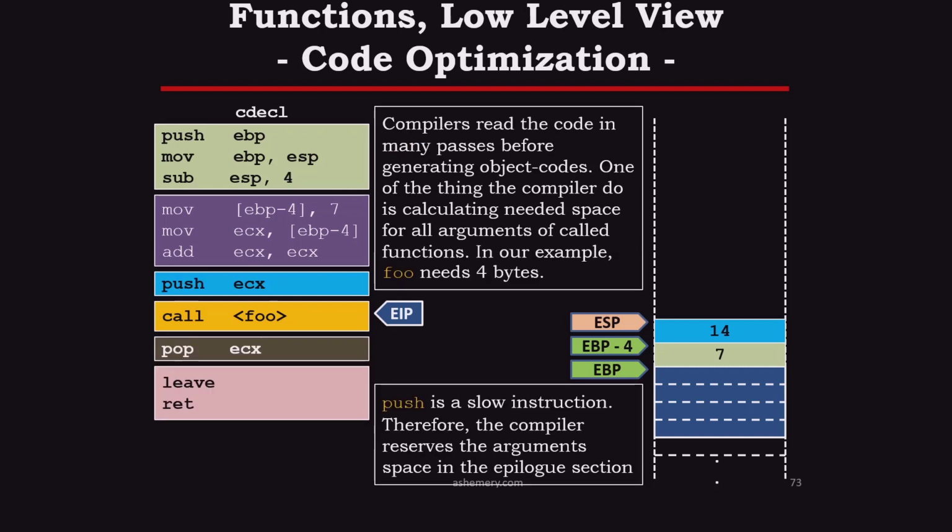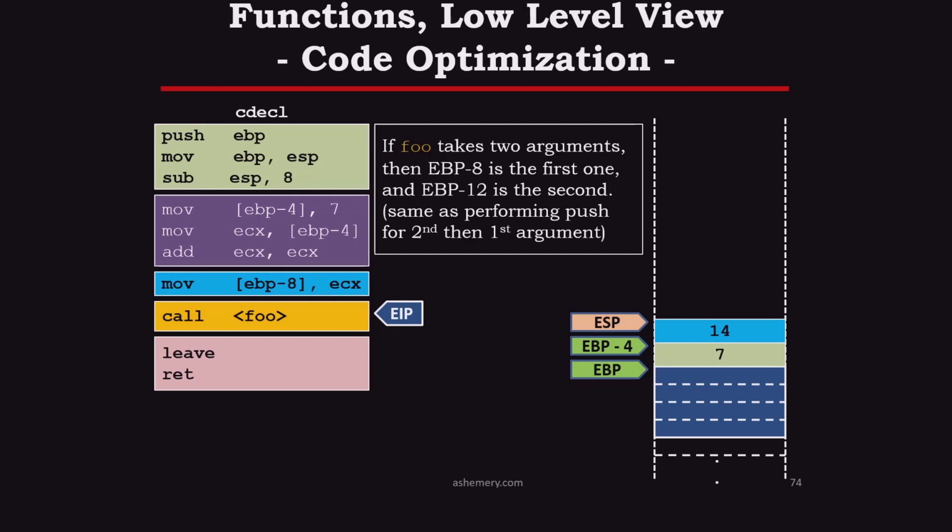So here, as you can see, what happened. Now we can see that if foo takes 2 arguments, then EBP minus 8 is the first one, and EBP minus 12 is the second one, right? Same as performing push for the second, then the first argument. So if foo really took 2 arguments, then we will have sub ESP 8 because we need 4 for the first and 4 for the second. Everything else, as you can see here, is actually kind of the same, except for the move ECX into what EBP minus 8 is pointing to.